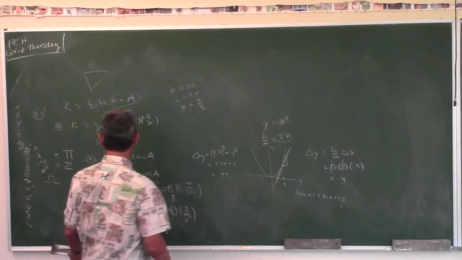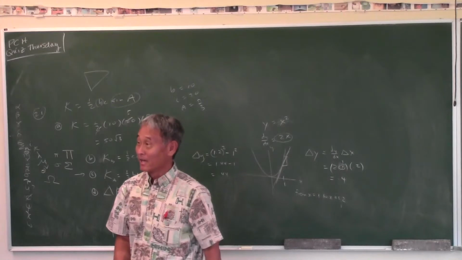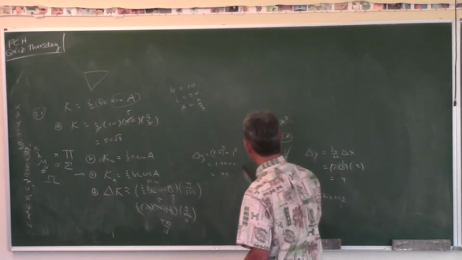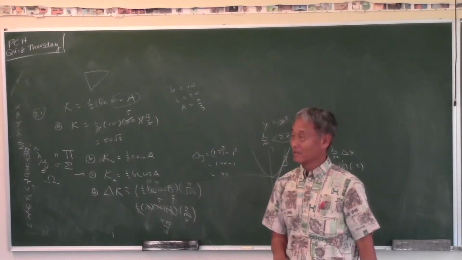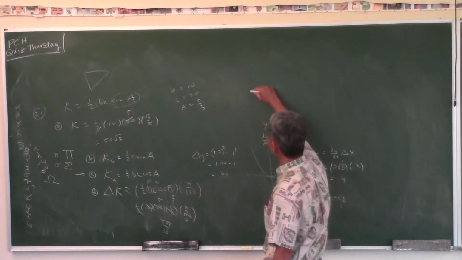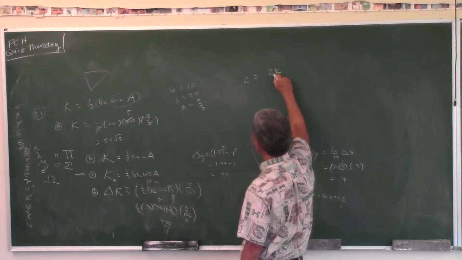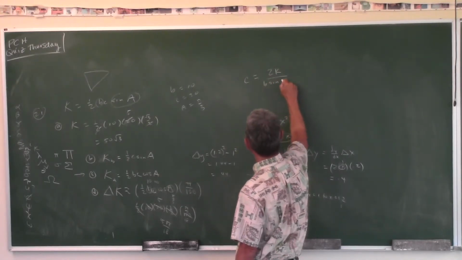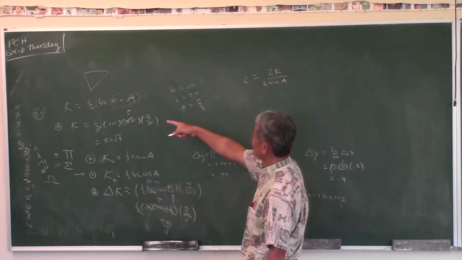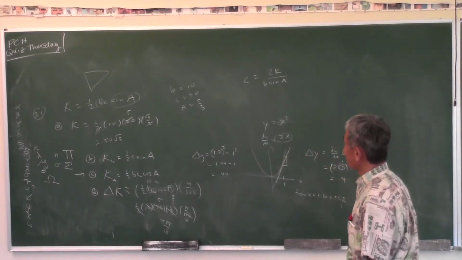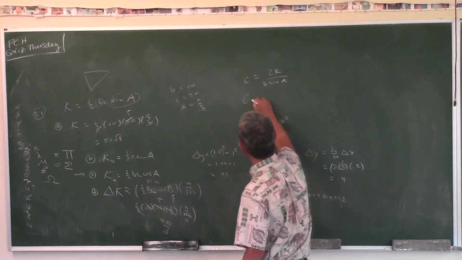Okay, and then what about part E? Find the rate of change of C with respect to B. So now what do you want to do? You want to manipulate the equation and solve for c? I think that would be the easiest way. So solving for c, what do you get? 2 kappa over b sine a. Did I do that correctly? Yes. Okay, now take the partial with respect to b. So what is the partial of c with respect to b?